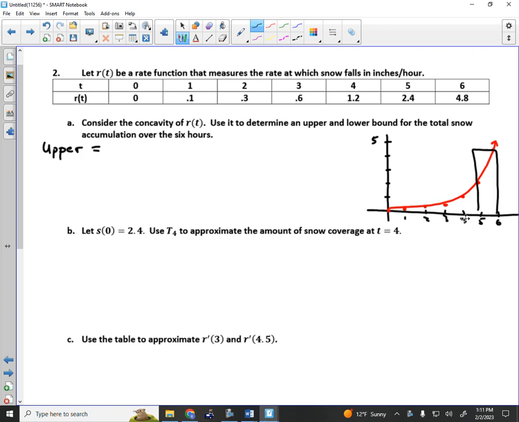So let us do upper bound. We're going to do a sum. True or false? The width is the same every time. Yes, the width is what? 1 times, and then we do the sum of the heights. Where will I evaluate my first height? Yeah, so I've got 0.1 plus 0.3 plus 0.6 plus 1.2 plus 2.4 plus 4.8.